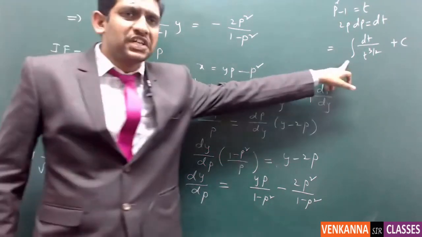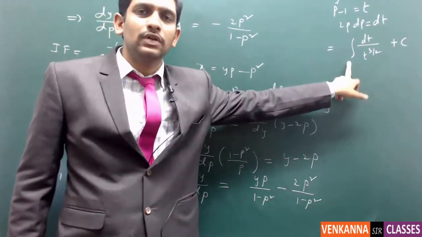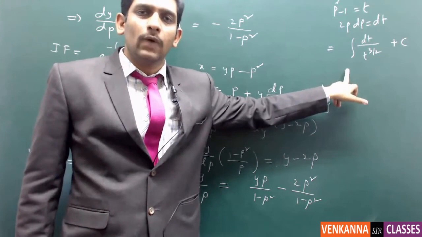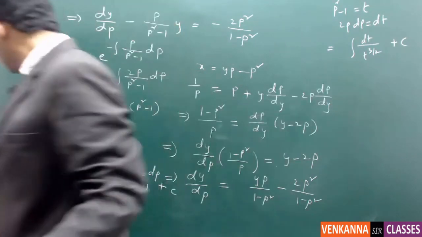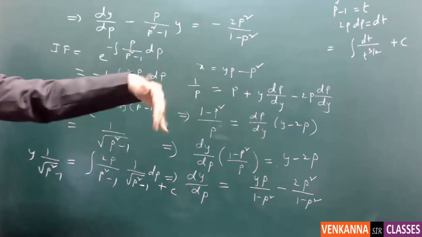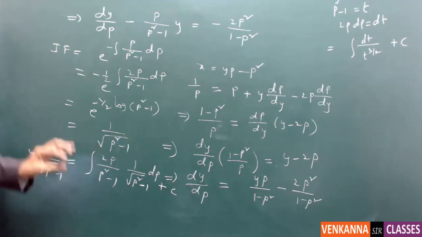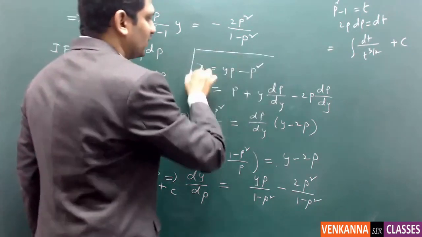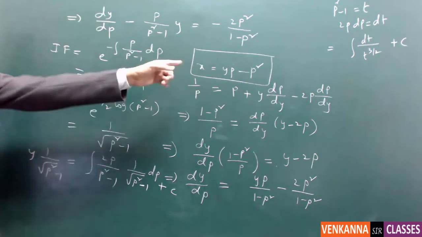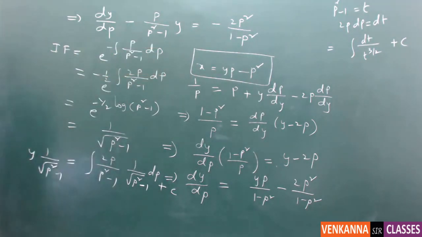Now you can do the integration here. Then you substitute the t value, nothing but p square minus 1. Now what happened? You have represented y in terms of p. So if you substitute the value of y in the given equation, then the total thing will be converted in terms of p. So x and y together will give the general solution, where x and y are individually represented in terms of p. That is the conclusion. Fine.